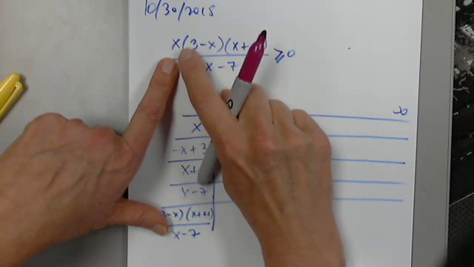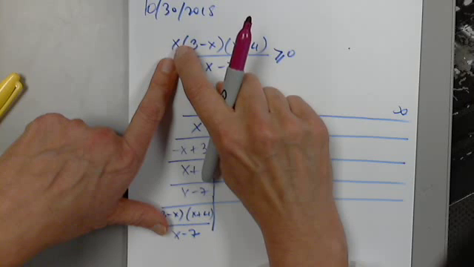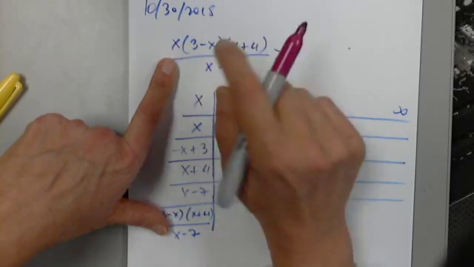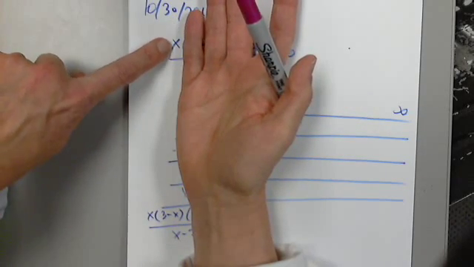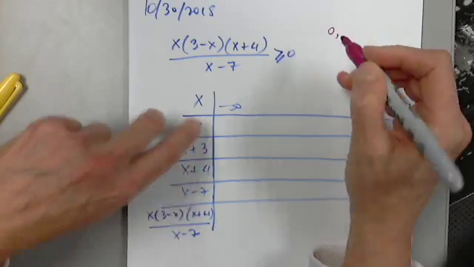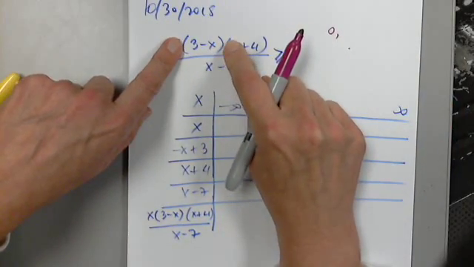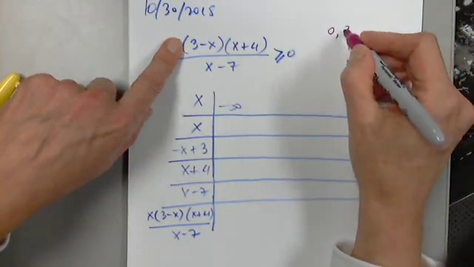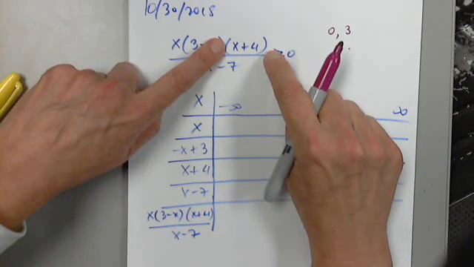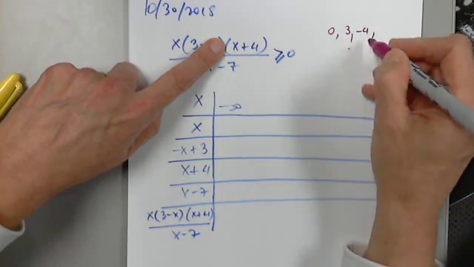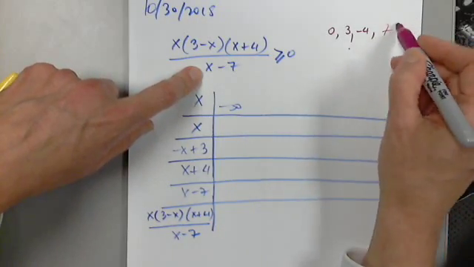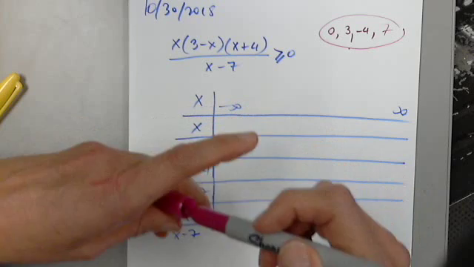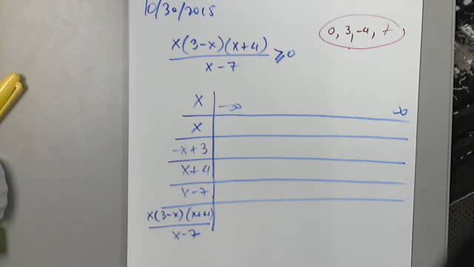My apologies. So this quantity is 0 when x is? This one. 0. This quantity is 0 when x is? 3. This quantity is 0 when x is? -4. Thank you. And this quantity is 0 when x is? 7. Right. The reason why I wrote them on the side is because I need to make sure that I put them in the correct ascending order.